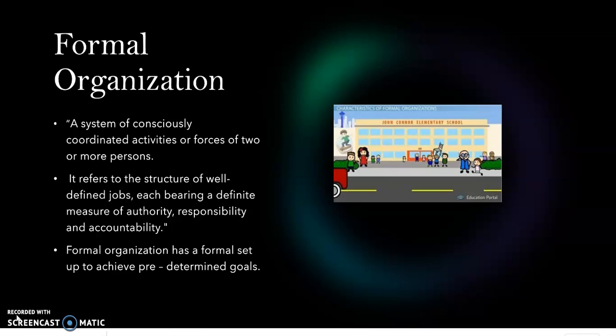Formal organization has a formal setup to achieve predetermined goals. It specifies very clearly the boundaries of authority and responsibility. There is a systematic coordination among the various activities to achieve the organizational goals. Moving ahead.